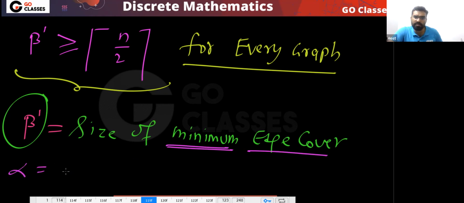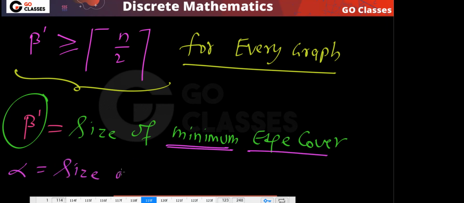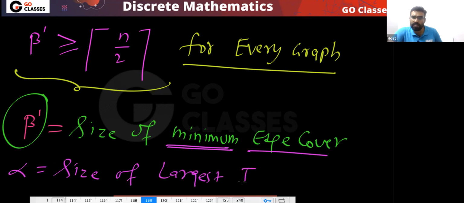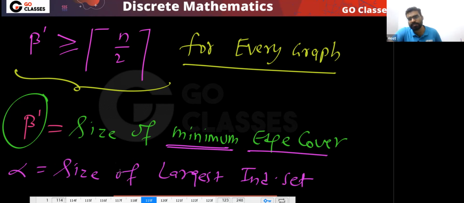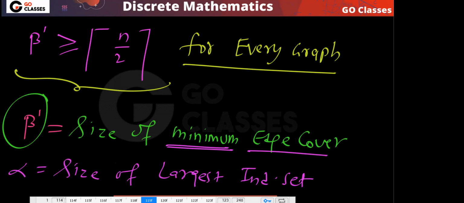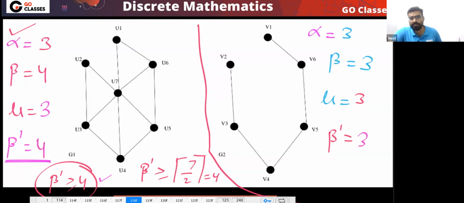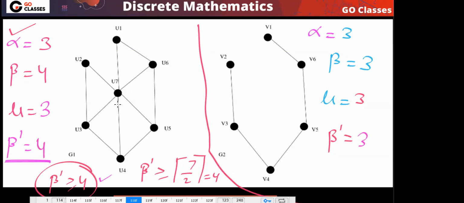What is alpha? Alpha is the size of the largest independent set. Exactly. What is beta? That is the size of the minimum vertex cover. What is beta dash? That is the size of the largest matching. Okay, so beta dash is the size of the largest matching. Alpha dash is the size of the minimum edge cover, right?